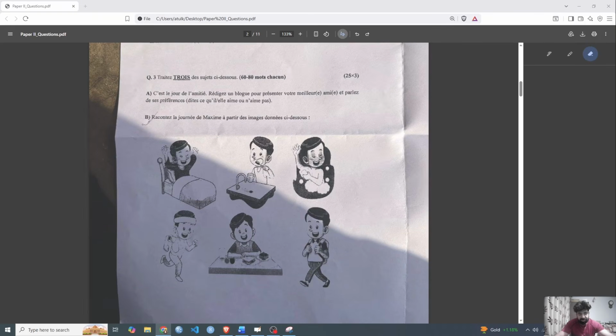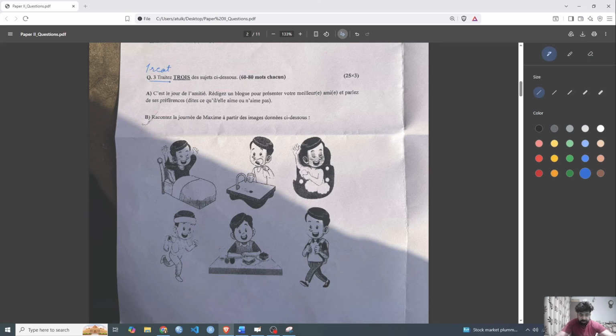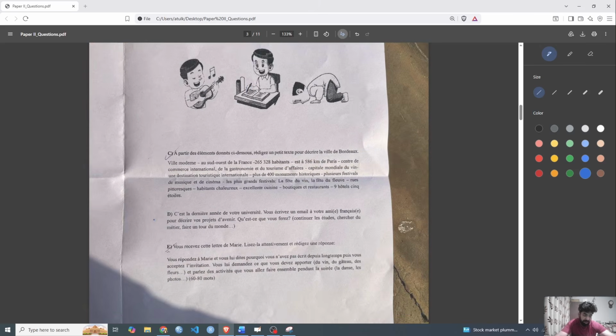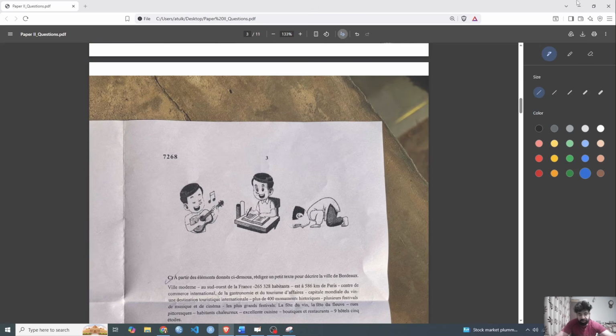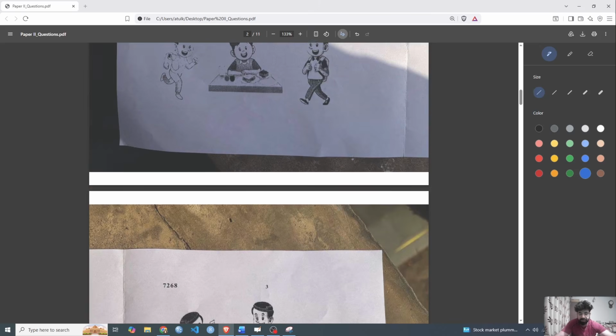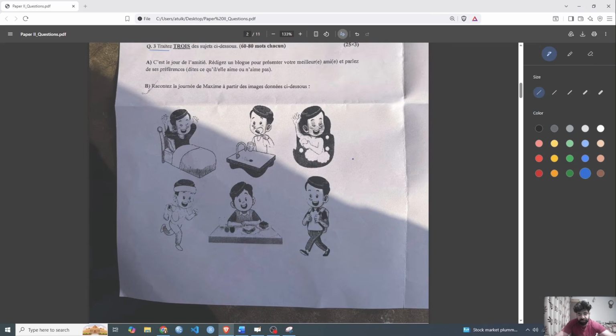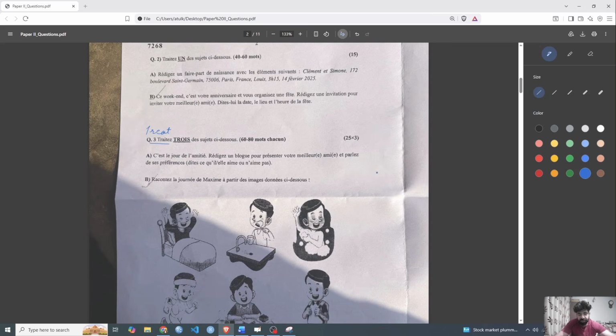So let's read this. It says, so basically, treat three of the subjects. So basically, there would be three parts to this problem, which it mentioned. Let's check if there are three parts. So no, there are more. So basically, it says address three of the subjects below. Basically, there are three subjects which are given below, which we have to address.